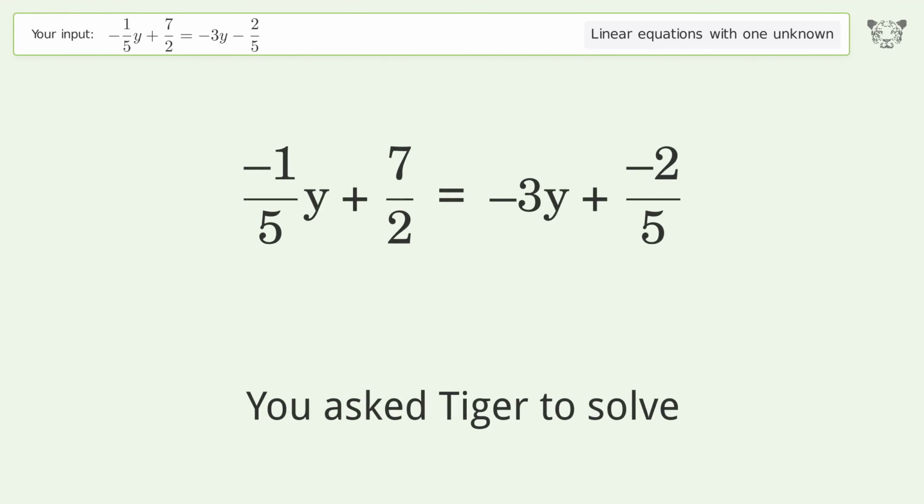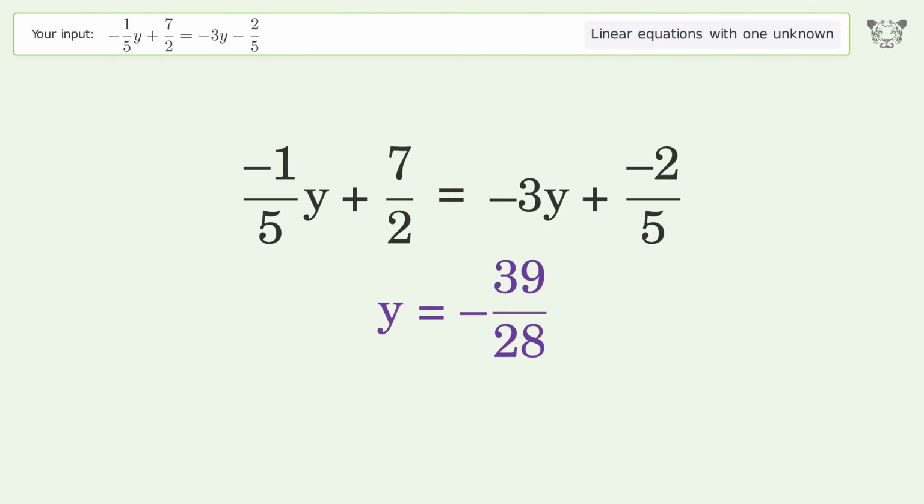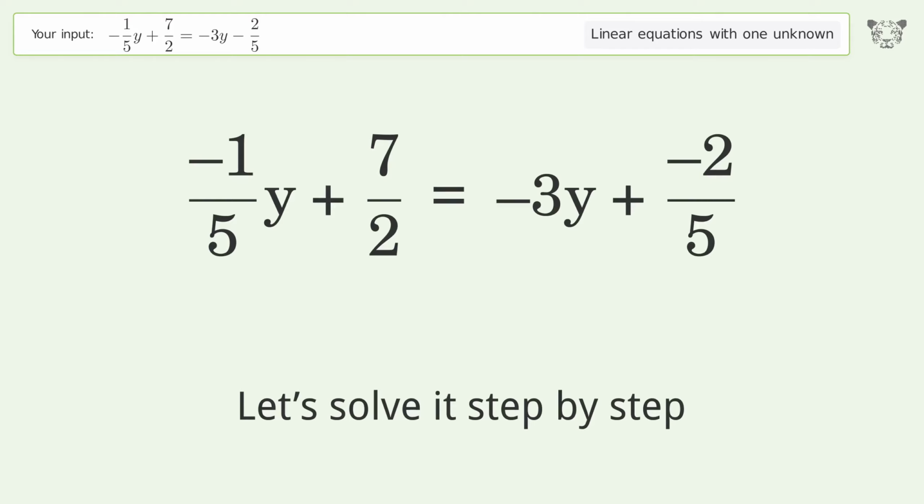You ask Tiger to solve. This deals with linear equations with one unknown. The final result is y equals -39/28. Let's solve it step by step.